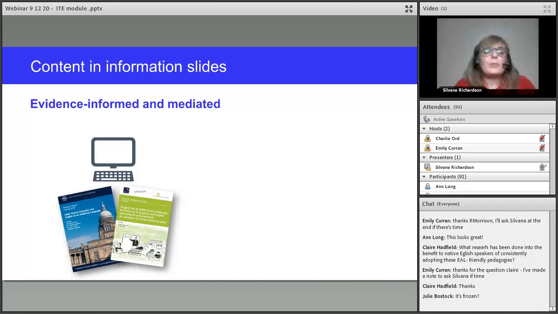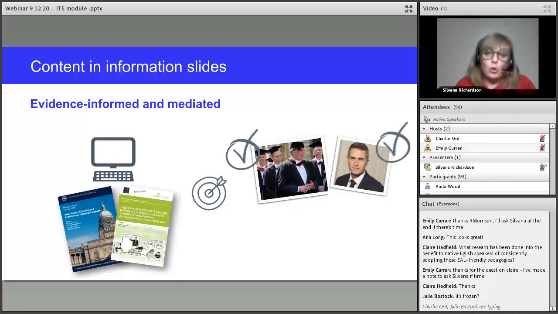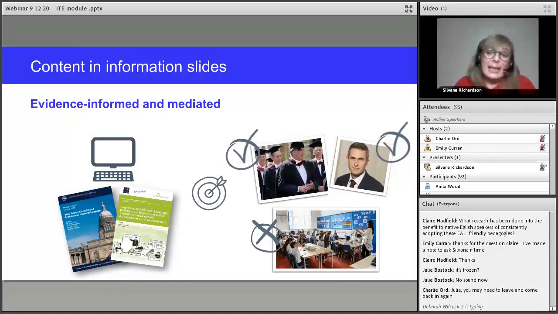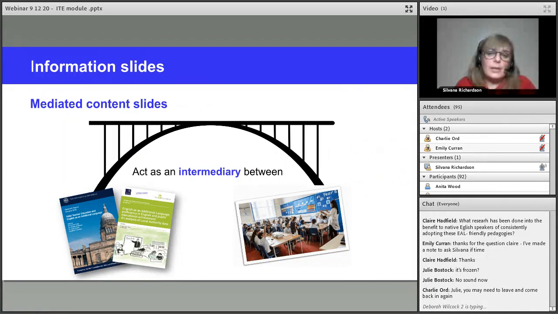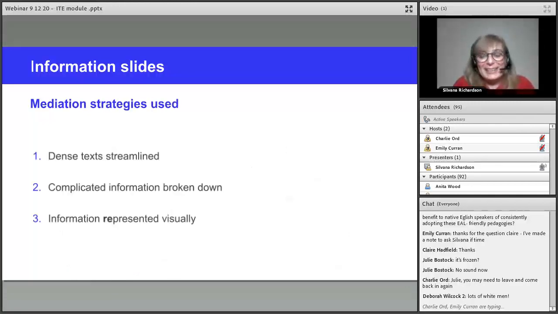Well, we do try to include a lot of research evidence. However, as I'm sure you're aware, the main target for research is academics. So academics write research for their colleagues or for policymakers. And therefore, it's written in a language that's accessible and relevant to academics and policymakers, and much less so to practitioners. This is why we mediate that content in our slides to make sure that our materials act as an intermediary between the researchers and practitioners. So this is an example, as you can see, of a mediated content slide that helps you tell your story.